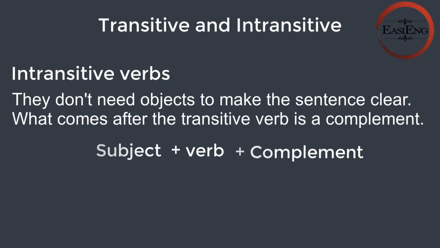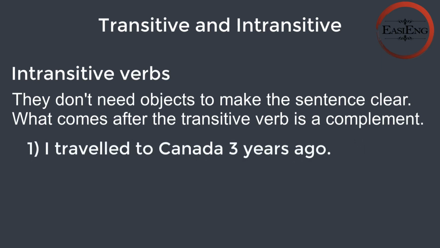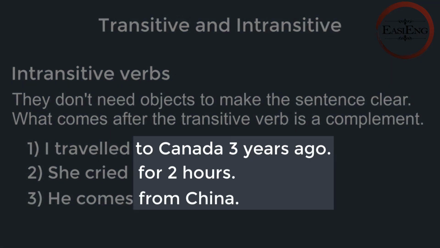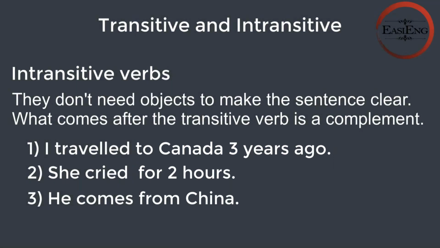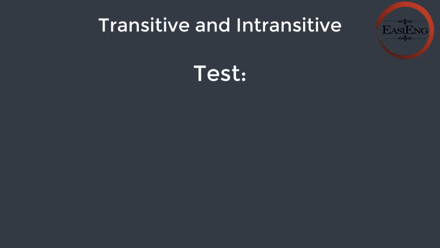Look at these examples. I traveled to Canada 3 years ago. She cried for 2 hours. He comes from China. Notice that the complements gave extra information to clarify the sentences. But do these verbs have objects? Nope, they don't. I will finalize this video by giving you a comprehension test.